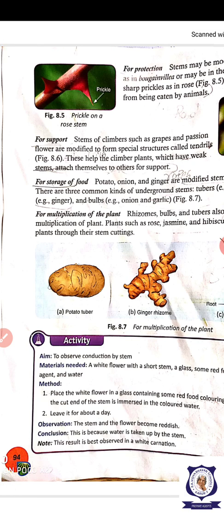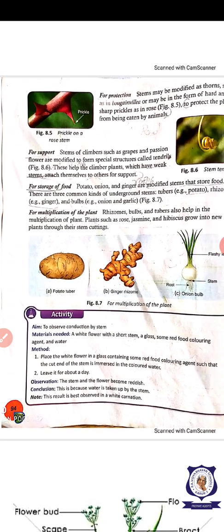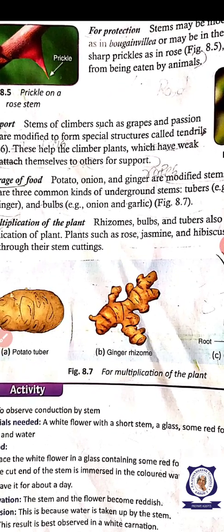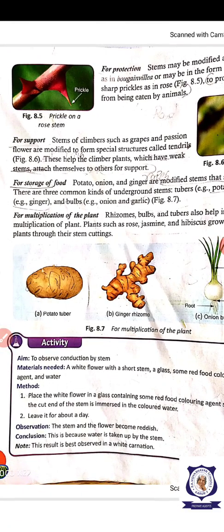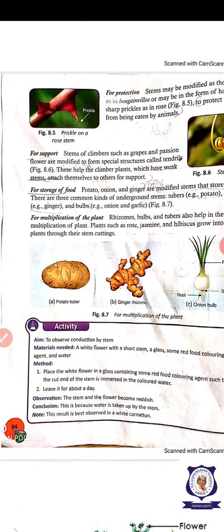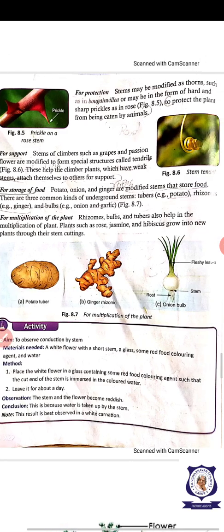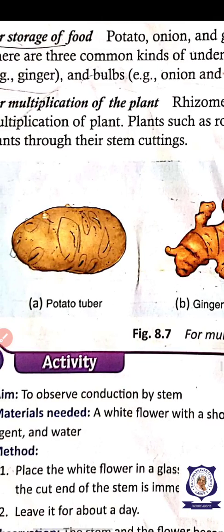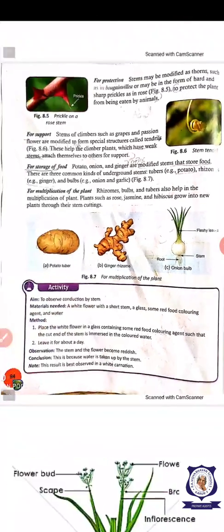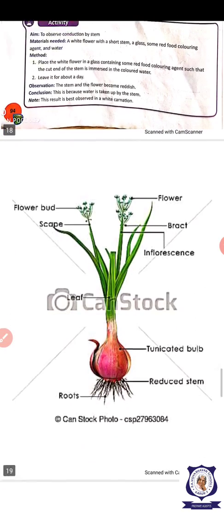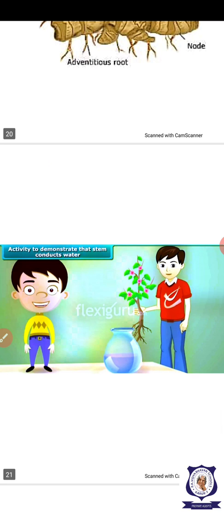Another function is food storage. And because of food storage, protection, giving support and multiplication of the plant, these are all the modifications of stem. Okay. So what are the three underground modifications of stem? That is the potato, ginger, onion. Now you know the functions of the stem also. These are all the functions of stem.